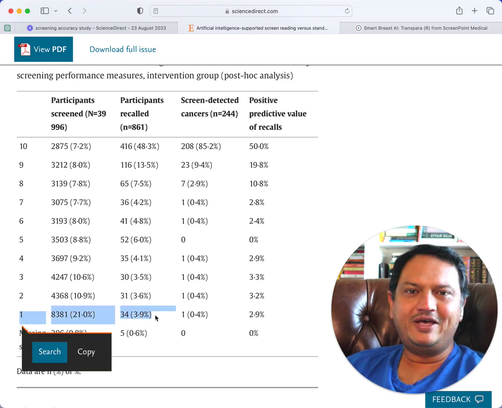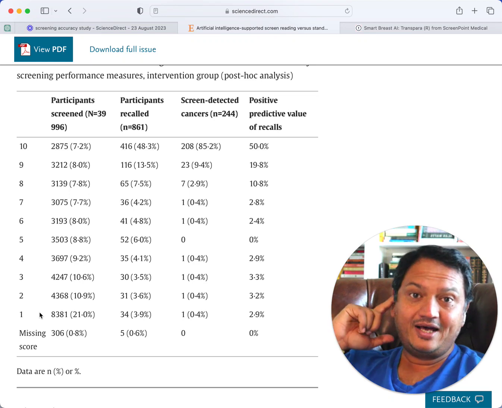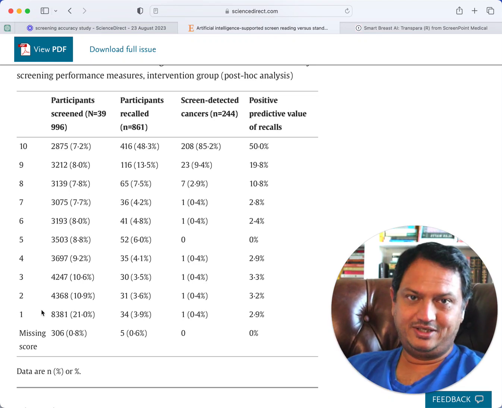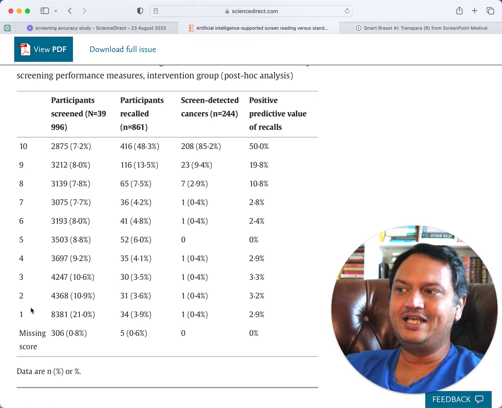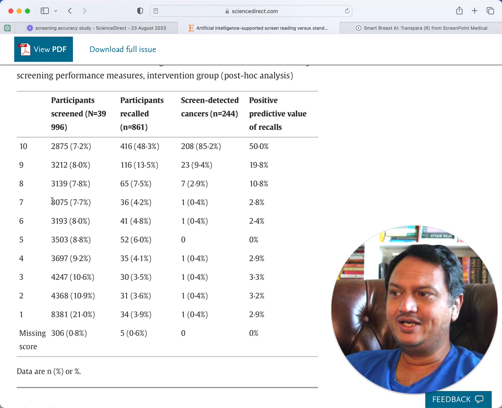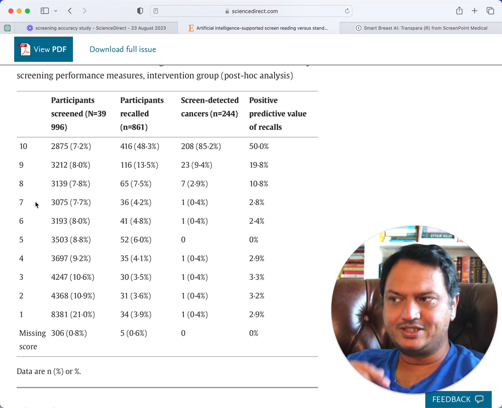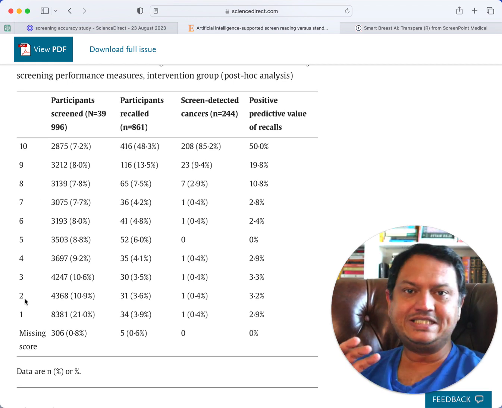So this is very interesting, that even when the AI thought there was no risk, that single radiologist who looked at the images with scores between 1 and 7, and these are a lot of images, right? These are almost like 70% or 80% of the patients in this low risk group where AI is not marking anything.